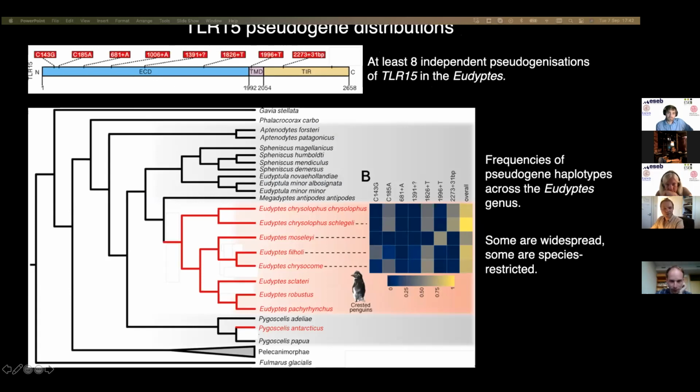And I also noticed that some mutations were widespread across the genus. They were shared by multiple species, whereas others appear to be more species restricted. And this may give us an indication about when each of the pseudogene haplotypes arose. So the pseudogene haplotypes that persisted across species boundaries may be much older than the more species-restricted haplotypes.